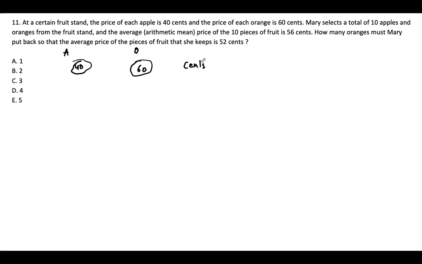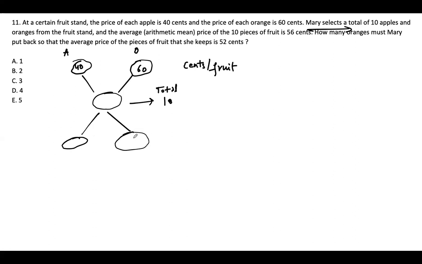So this is average cents per fruit. Mary selects a total of 10 apples and oranges from the stand, so the total number of fruits is 10, and the average price of the 10 pieces of fruit is 56. So what will come here? 16.4. And if it is cents per fruit, then the units of samples would be fruits. So apple is to orange comes out to be 1:4.